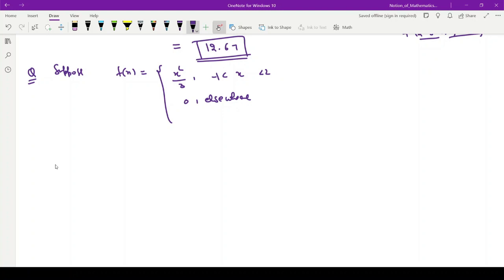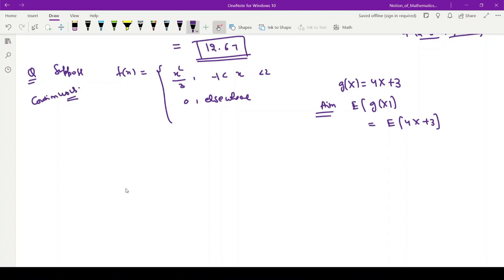It is 0 elsewhere, and the function g of x is given by 4x plus 3. And what is our aim here? Our aim here is to find the expectation of g of x, I mean to say the expectation of 4x plus 3. As we know, this is from continuous data. The interval is provided here, so this is an example for a continuous random variable.